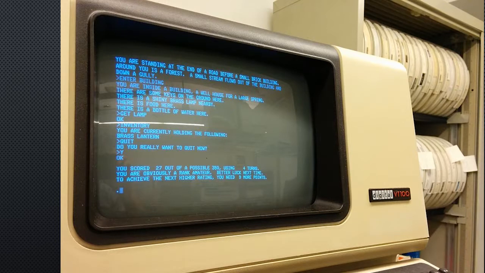As you can see at the top, you are standing at the end of a road before a small brick building. Around you is a forest. A small stream flows out of the building and down a gully. And then you would do something with that. You would just start trying stuff, making up verbs and nouns and trying to figure out how to get further into the game.